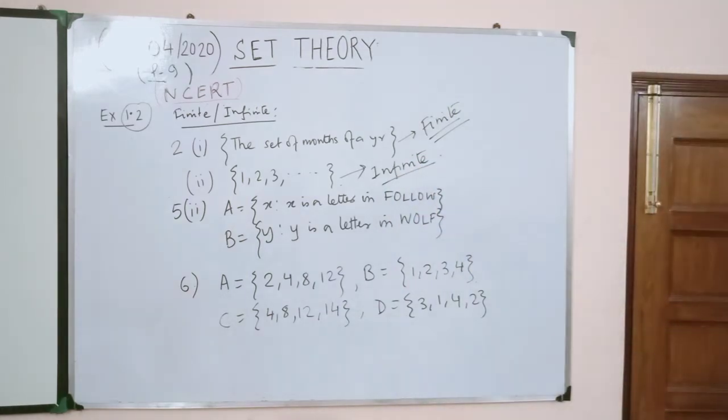Now let us see 5 part 2. 5 part 2 is a sum where we see there are two sets. A is, it's x such that x is a letter in the following.